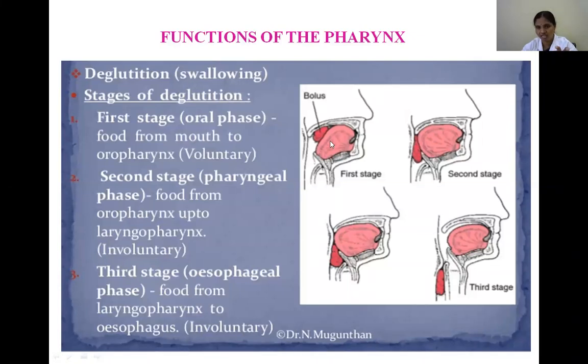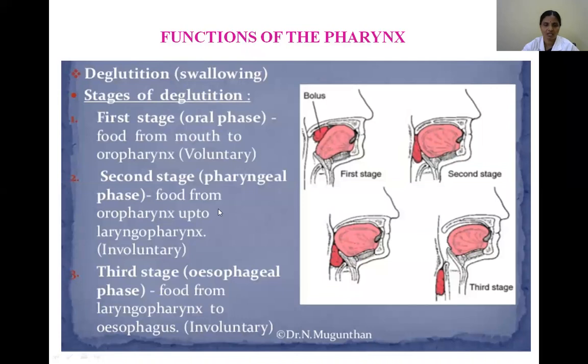Whatever is imprisoned between the tongue and the hard palate moves backwards through this oropharyngeal isthmus and enters into the oropharynx. So this is the first stage, and it is completely voluntary. Then once the food appears in the oropharynx, it is not under voluntary control. So the second stage of deglutition is involuntary, meaning the pharynx contracts reflexly and the food goes stage-wise downwards towards the esophagus.